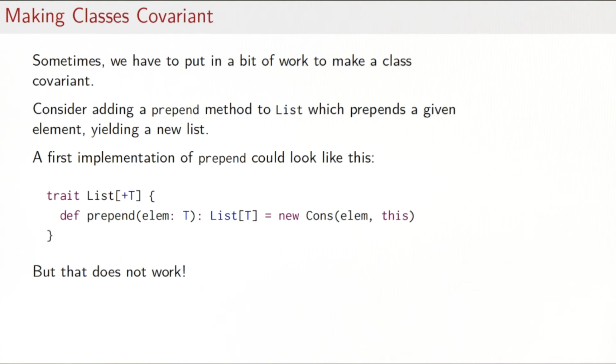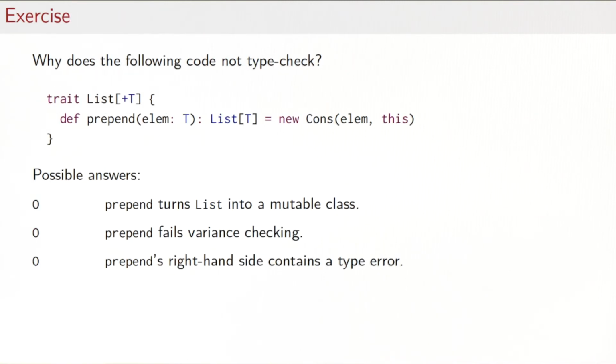But that doesn't work. Why does it not work? I leave this for you as an exercise. Why does the following code not type check? The prepend method as before in a covariant list. Possible answers are: prepend turns List into a mutable class, prepend fails variance checking, or prepend's right-hand side contains a type error. What do you think?